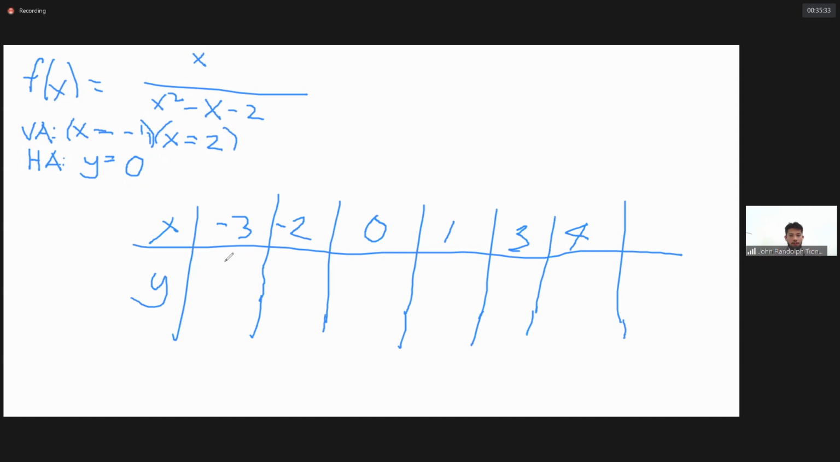Okay, so what are the values of -3, -2? Okay, parehas lang. Okay, sige. Ito muna, values of -3, -2, 0, 1, 3, 4. -2 is 1/2. -1/2 ba? Okay, -1/2.